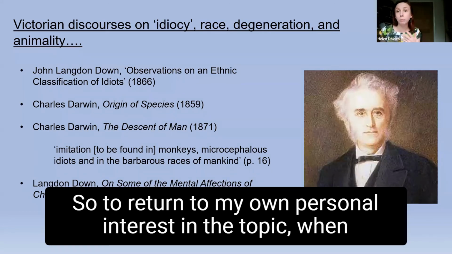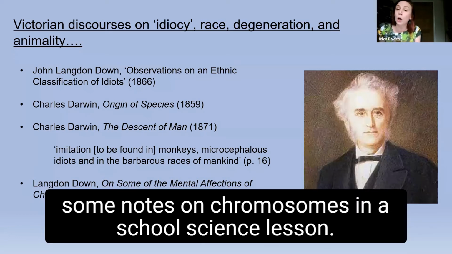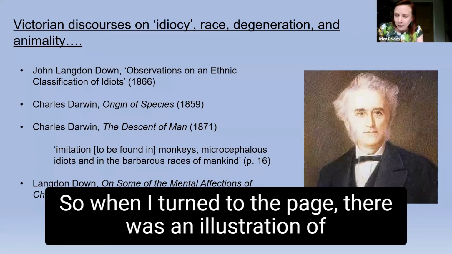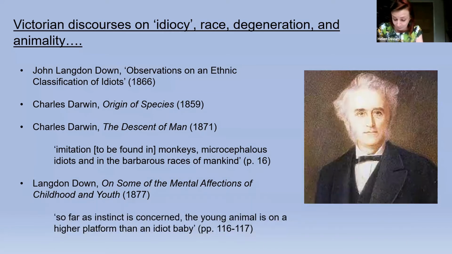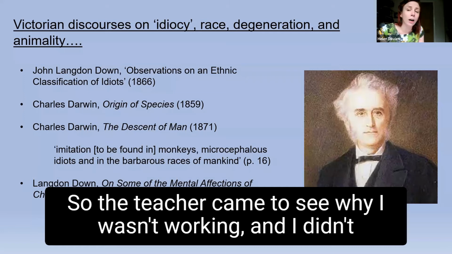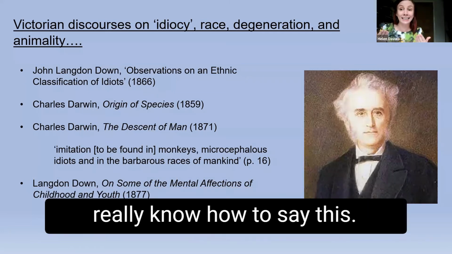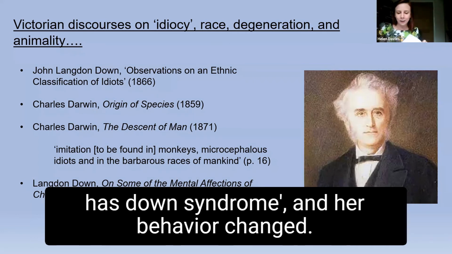So, to return to my own personal interest in the topic, when I was at school in the 1990s, I was tasked with copying out some notes on chromosomes in a school science lesson. When I turned to the page, there was an illustration of a child with Down syndrome, and on the next page was a picture of an orangutan. I hesitated, pondering what was being implied by this proximity. The teacher came to see why I wasn't working, and I didn't really know how to say this, so I kind of spluttered, "Did you know my sister has Down syndrome?"